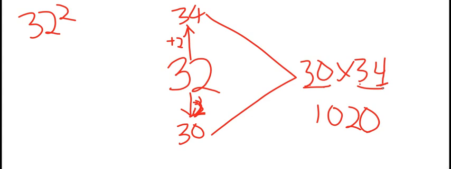Then we square the 2 here, which of course when we square the 2, we get 4. And so we add the 4 to this and say 1024. And so 32 squared should give us 1024.